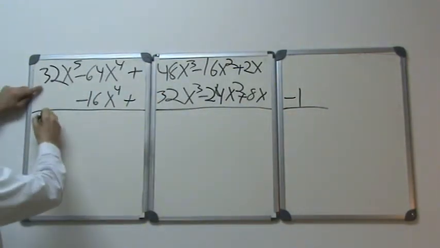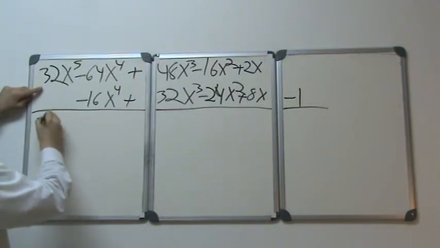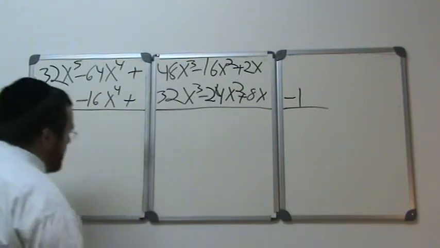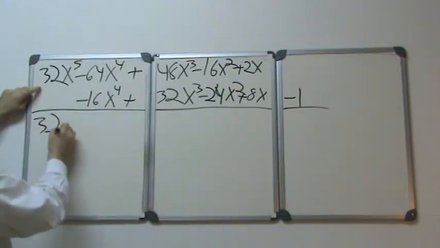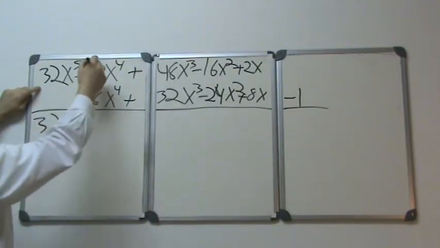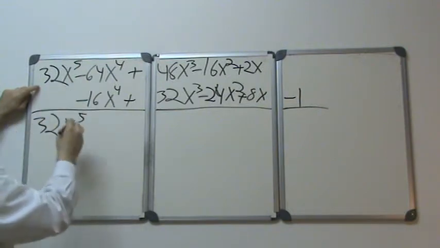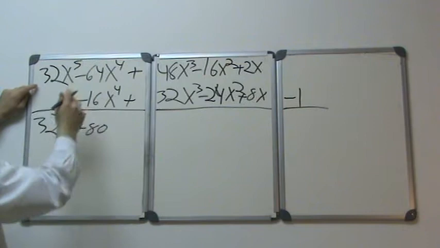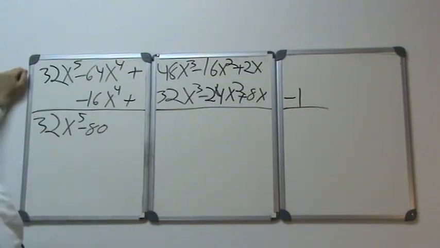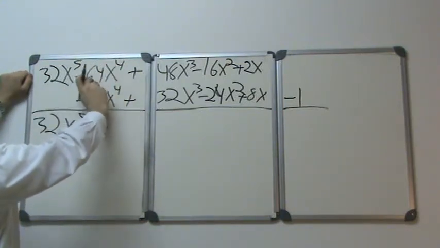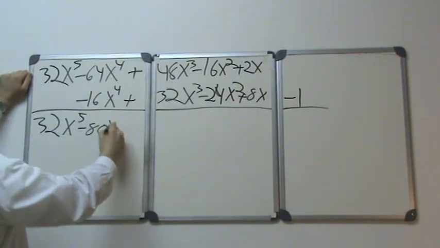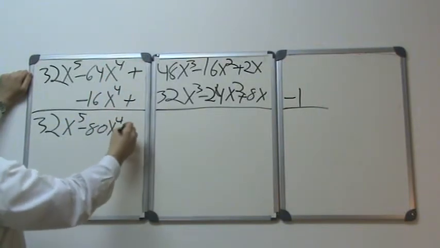So you have 32. See how numbers disappear? It's 32 x to the 5th power, and 64 and 16 is 80. It's negative 80 because it's negative 64 and negative 16 is negative 80. And you have 64x to the 4th and another 16x to the 4th. So you have 80x to the 4th.